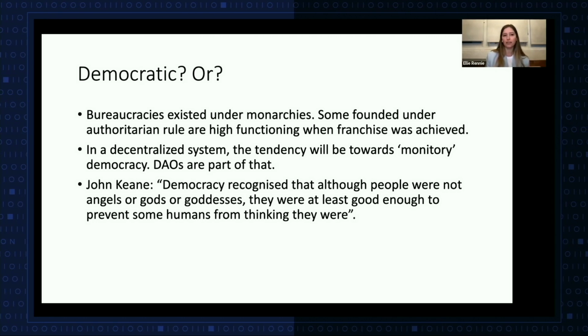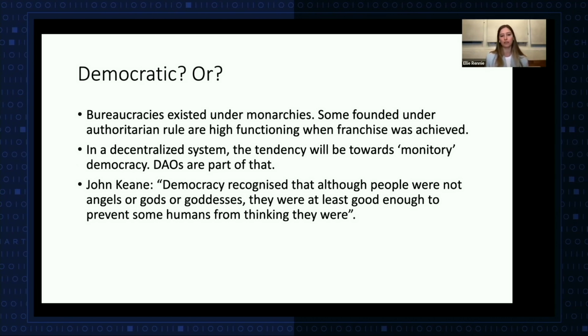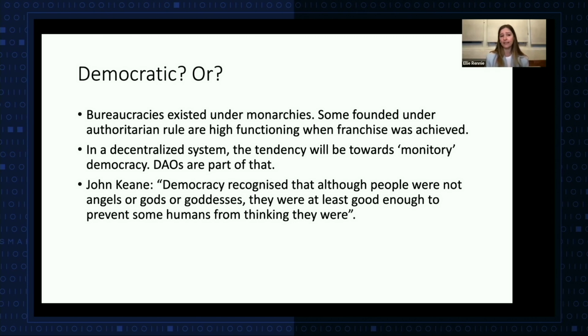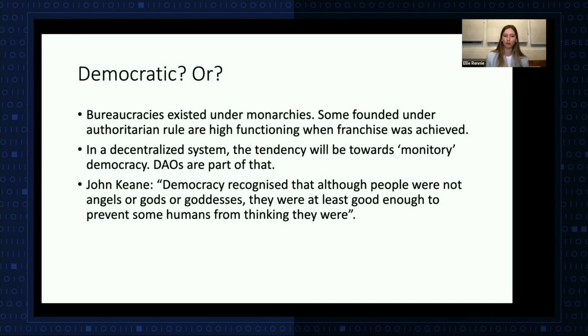So not just the state, there are various types of things performing that role. And I think DAOs are doing that within a decentralized blockchain system too. And he says, democracy recognized that although people were not angels or gods or goddesses, they were at least good enough to prevent some humans from thinking they were.